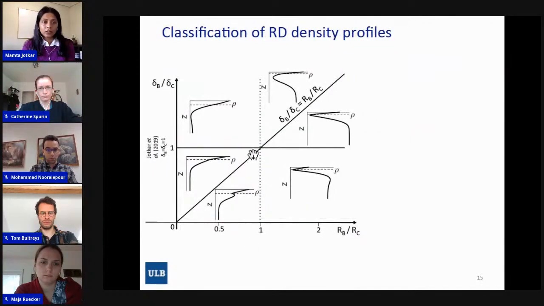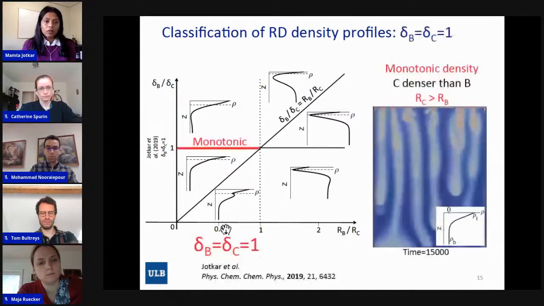We classify the density profiles here in the diffusivity ratio versus the Rayleigh number ratio. Most of the studies so far have assumed that the species diffuse at equal rates, and this is this horizontal line. For example, in this paper, we had shown that when all the species diffuse equally and the product C formed is denser than the reactant B, the density profiles are monotonically decreasing. This gives rise to very strong convective motion.